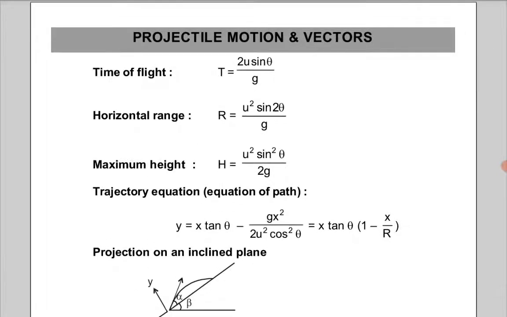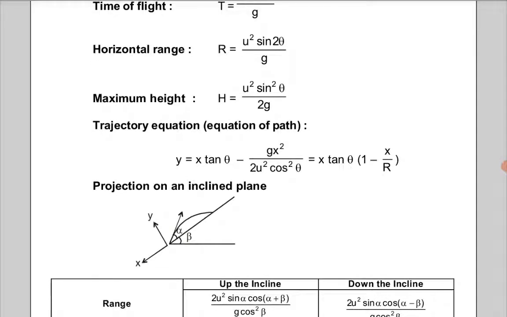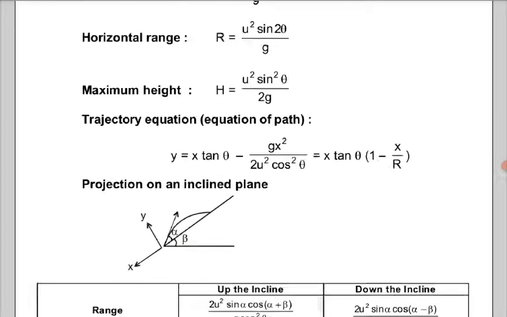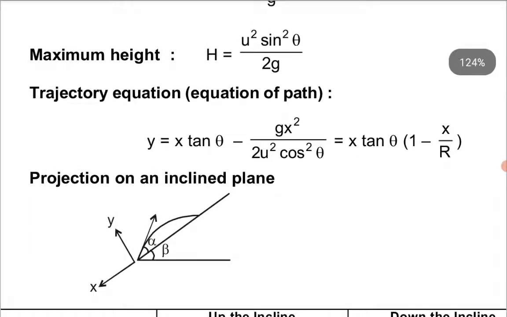Then we have to see projectile motion and vectors. Time of flight, t equals 2u sin theta upon g. Horizontal range, r equals u square sin 2 theta upon g. And maximum height, h equals u square sin square theta upon 2g. Trajectory equation or equation of path. So what is the trajectory equation? y equals x tan theta minus gx square upon 2u square cos square theta, that is also equal to x tan theta into bracket 1 minus x by r.